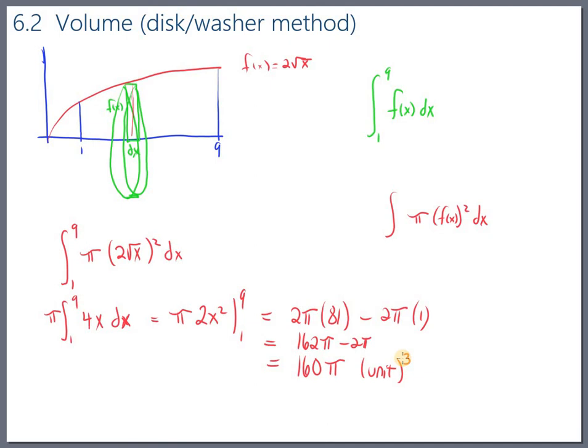So that's the basic idea. It's still just integration. It's just we've switched our basic f of x times dx, which gives you a rectangle, into pi f of x squared dx, which gives you a disk.